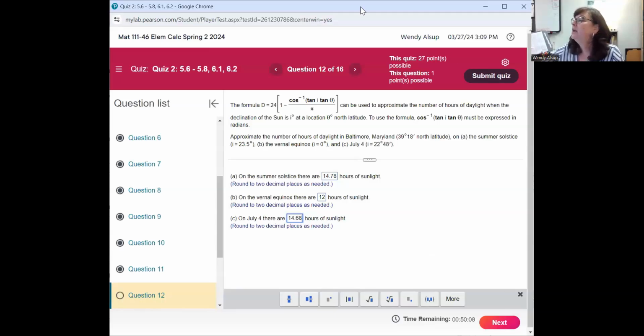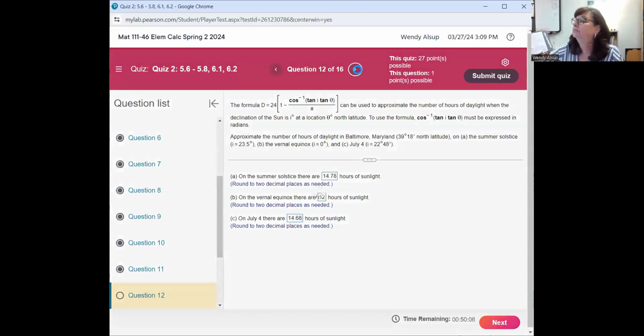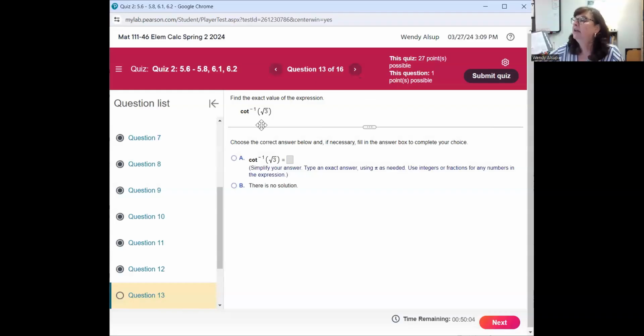All right, next. Inverse cotangent of root 3. I think it's only sine and tangent that are negative pi over 2 to pi over 2. So I'm pretty sure with cotangent, we are looking between 0 and pi.